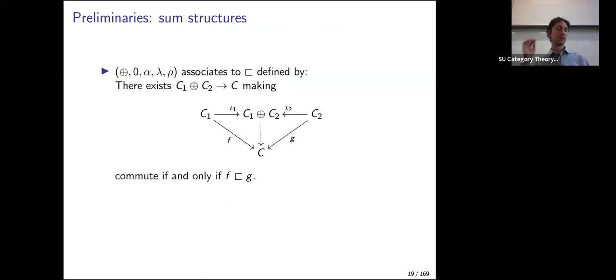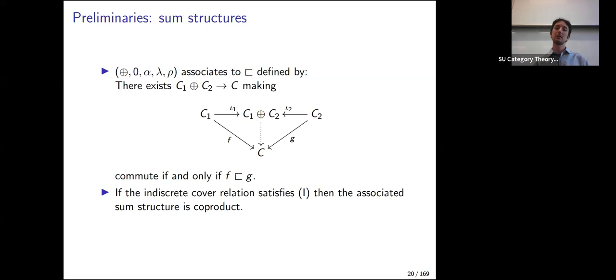Okay, so how does this one-to-one correspondence work? Given a monoidal structure, or given a sum structure, we can associate a cover relation to it as follows. For any morphisms F and G, we have that F covers G if and only if there exists a morphism from the sum of their domains making this diagram commute. And if this morphism does exist, then it needs to be unique, since our inclusions are jointly epimorphic.